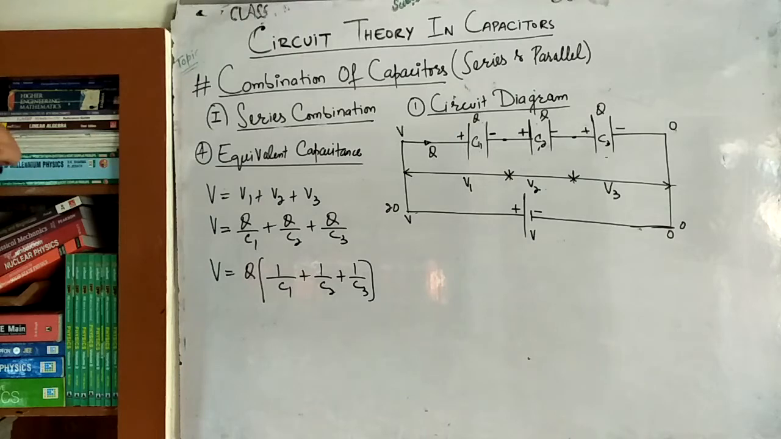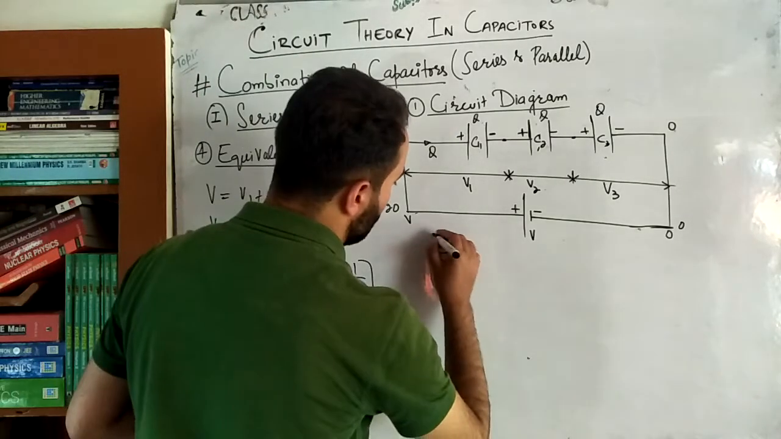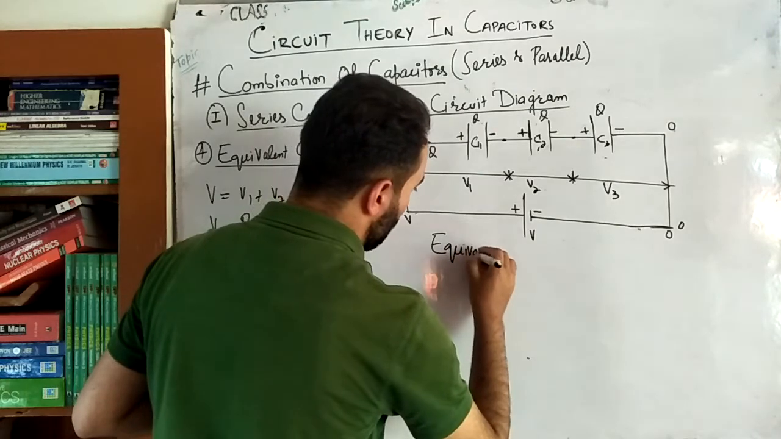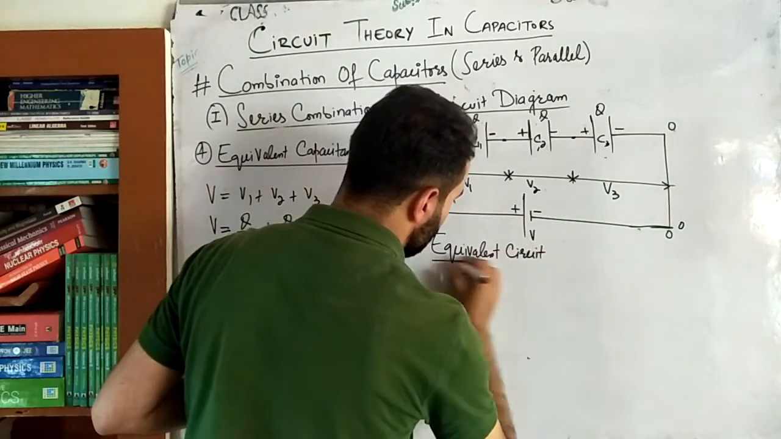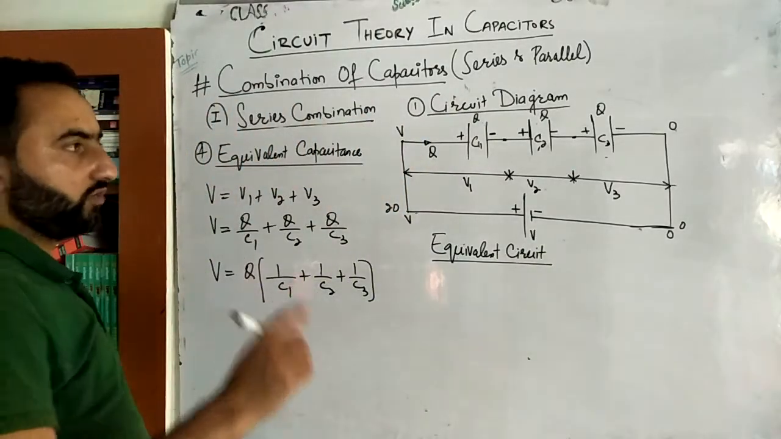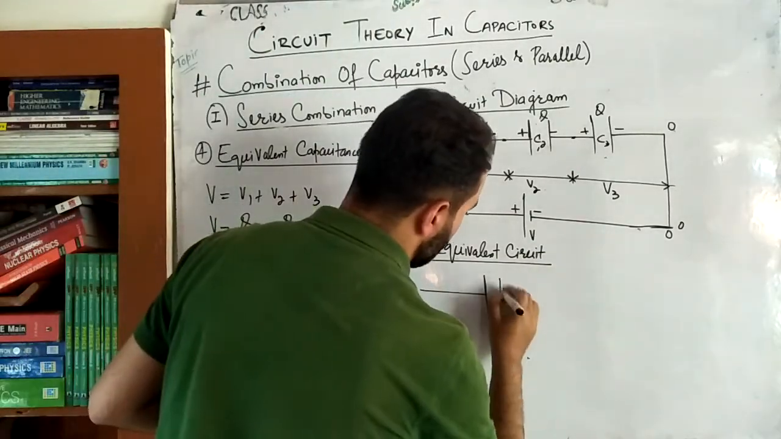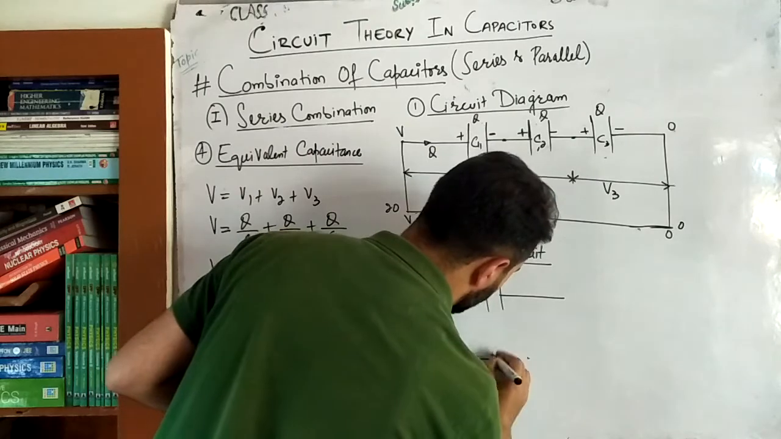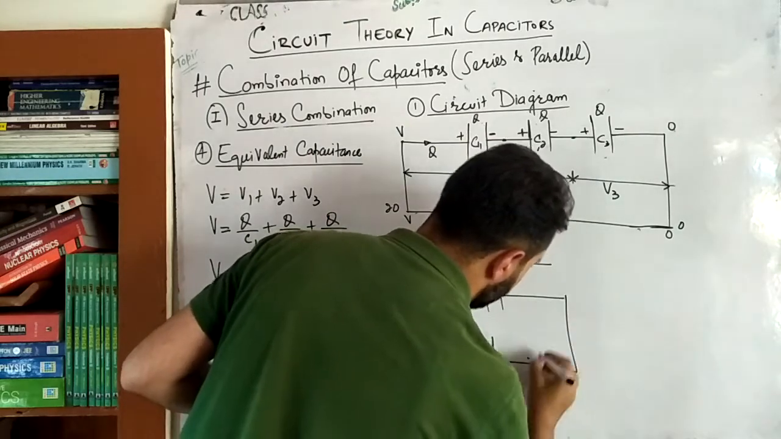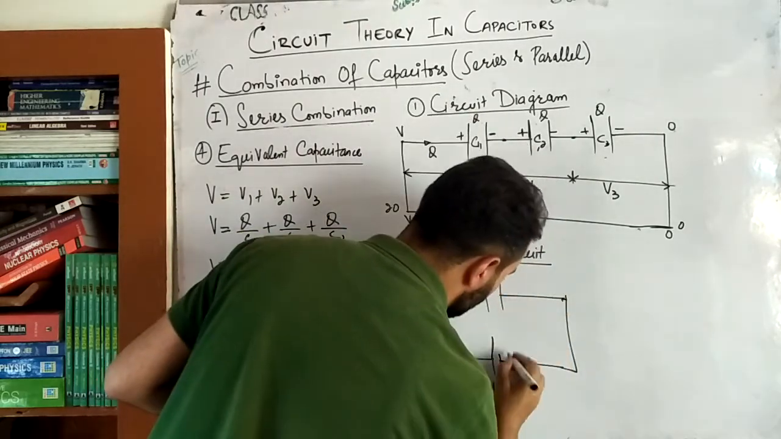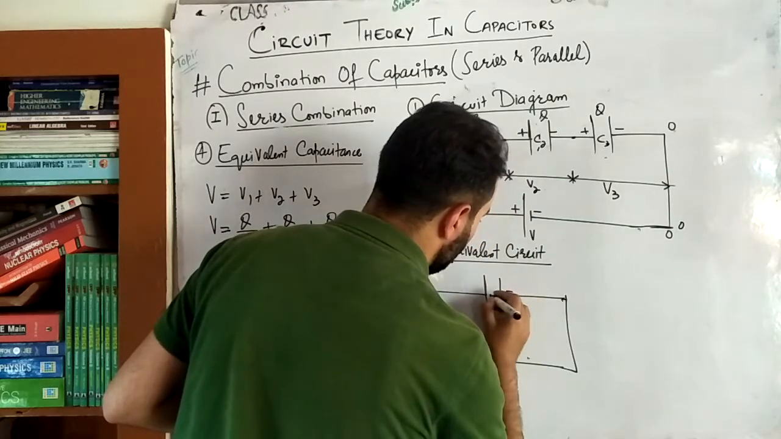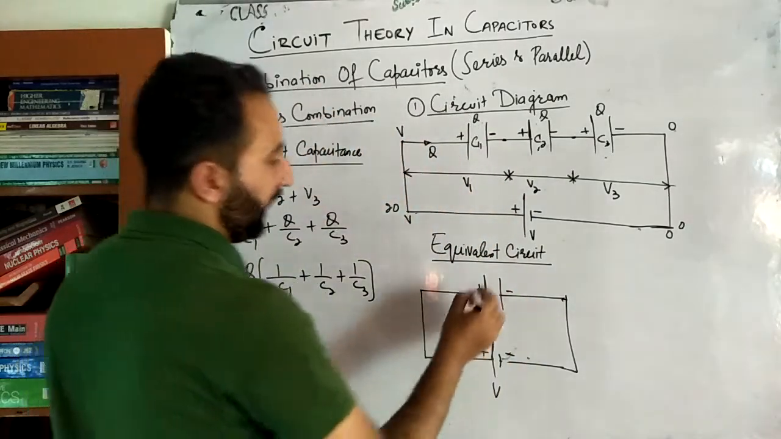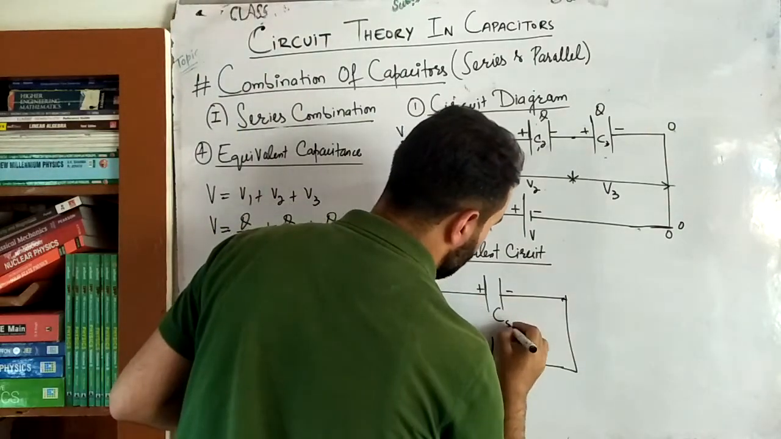Now next, I will construct an equivalent circuit. What do we mean by an equivalent circuit? In this equivalent circuit, I will draw only one capacitor, and here one battery, the same battery, whose potential difference is V, with this side negative and positive. And its net capacitance is CS.